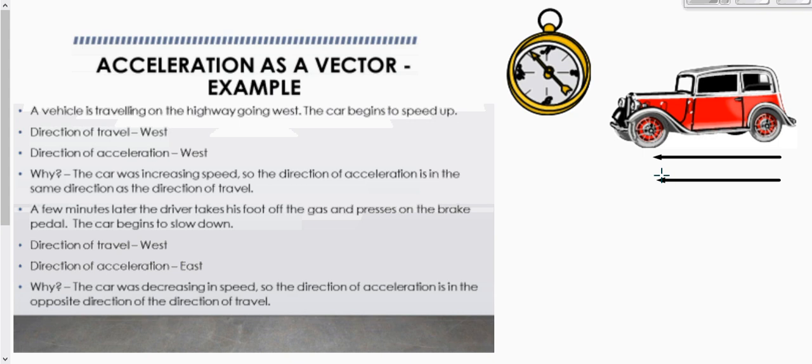If a few minutes later the driver takes his foot off the gas and starts to slow down, his direction of travel is still to the west. But if he's slowing down, then a force is causing him to not move forward as fast as he was, then my acceleration vector would be in the opposite direction, to the east. Something was opposing his direction of travel.